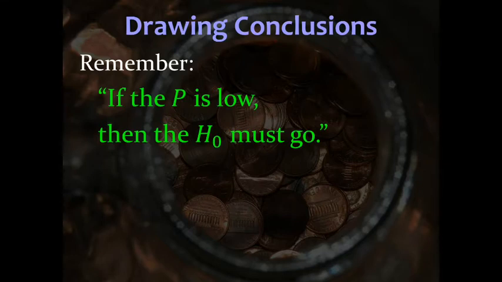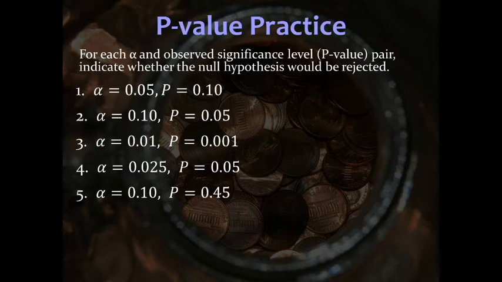Whatever helps you remember: if the p-value is low, then the null must go. It must be rejected if your p-value is low enough. So let's do some very simple p-value practice. If our alpha level is 0.05 and the p is 0.1, what do we do? Since our p is greater than alpha, we fail to reject the null.